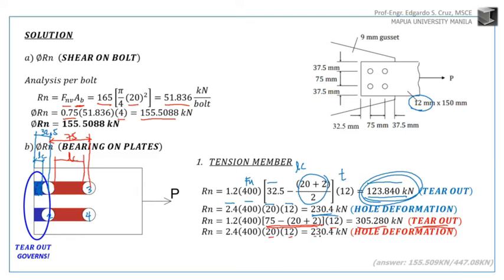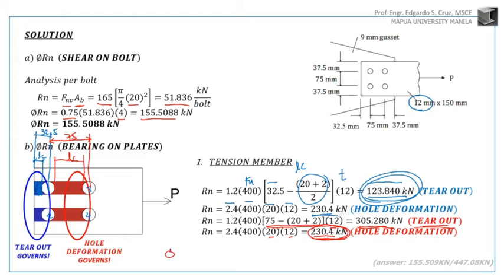So 230, parehas lang. So comparing 305 at saka 230, sino mas nag-govern? So for bolts 3 and 4, ang nag-govern sa kanya ay mas mababa, which is the hole deformation. Kaya ang nag-govern sa kanya is yung 230. So ituloy ko na rito.